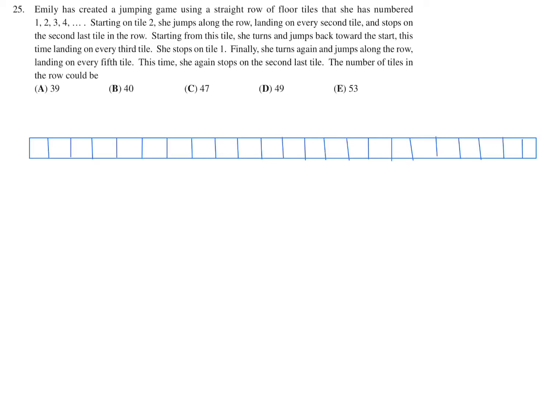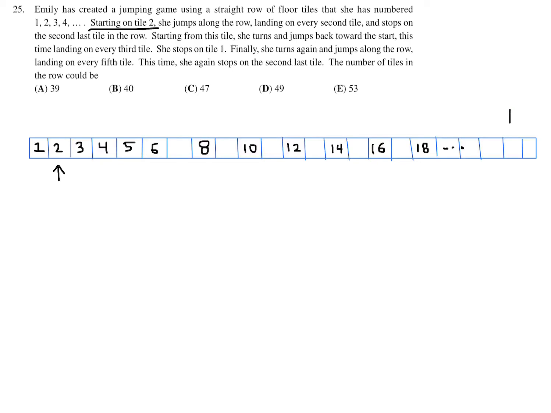So we've got 1 as the first one, 2, 3, 4, and then like that, so on, 5, 6. So she starts right here, on tile 2. She jumps along the row, landing on every second tile. So she's going to land on 2, 4, 6, 8, every second tile, 10, 12, 14, 16, like that, onward, 18. Well, you get the point. Dot, dot, dot. And then she eventually stops on the second last tile.